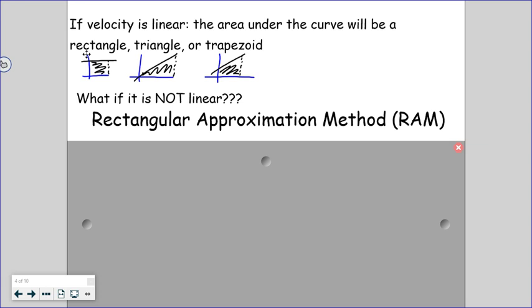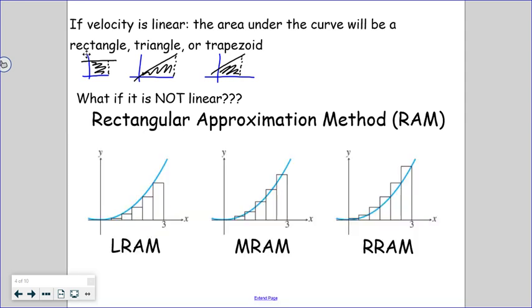And eventually, through our calculus, we're going to draw so many rectangles under there that it's going to be nearly equal the area. What you see up here is very basic ones where there's not a ton of rectangles drawn. And so it's not a great approximation yet. But we have it labeled there as LRAM, MRAM, and RRAM. Using your common sense, what do you think L, M, and R stand for?